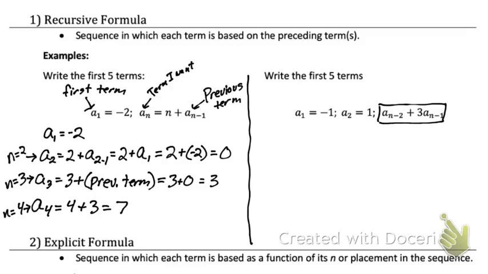So let's say this in plain English. Well, a sub n minus 2 is going to be 2 terms before, so 2 terms prior, or 2 terms before. And this a sub n minus 1 is going to be 1 term before.